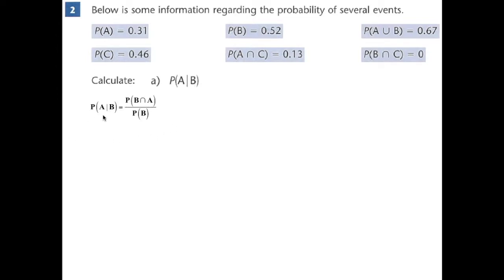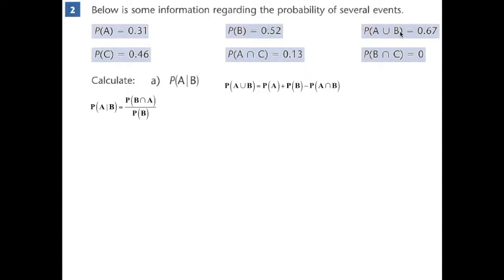So the probability of A given B is the probability of B intersection A, which is the same as A intersect B, divided by the probability of B. Notice we don't have an A intersection B or a B intersection A for that matter. We're going to have to figure that out. So we have this new formula: the probability of A union B is the same as the probability of A added to the probability of B, take away the probability of A intersection B.